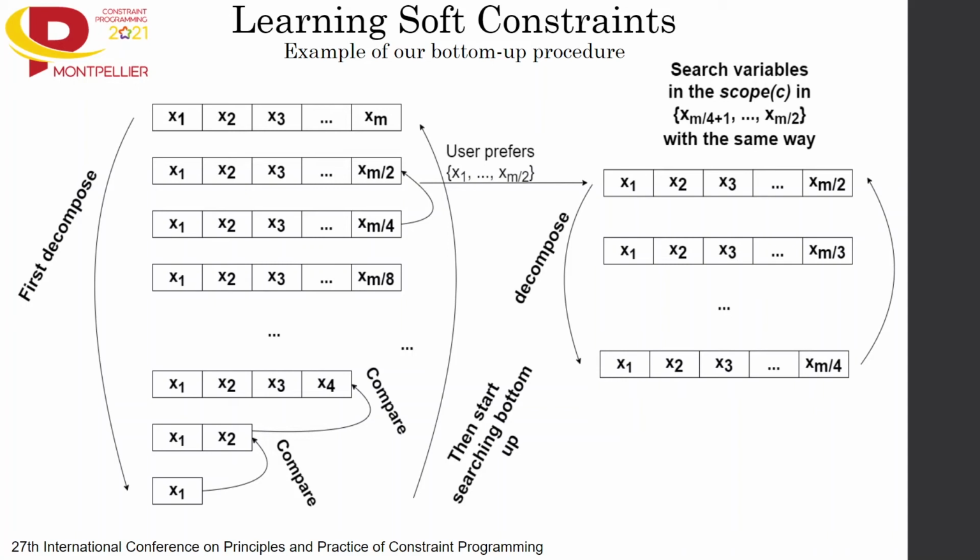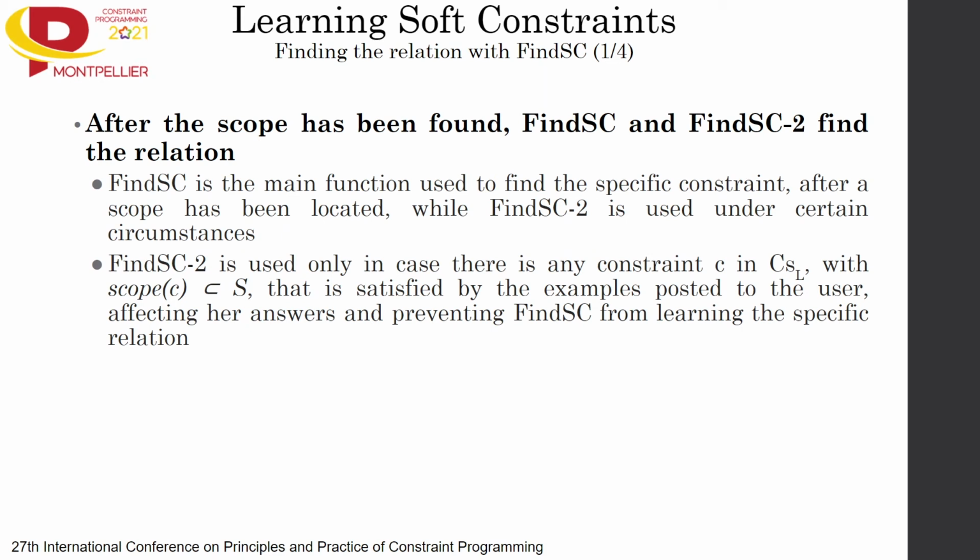constraint we seek. Note that the variables that have been found do not include the scope of any satisfied soft constraints from previous queries from the previous decomposition. They are included now in all the examples in the second decomposition, while only the other half of the variables is now decomposed, reducing the block in which we search for the constraint. After the scope has been found, findSc and findSc2 are used to find the relation of the constraint.